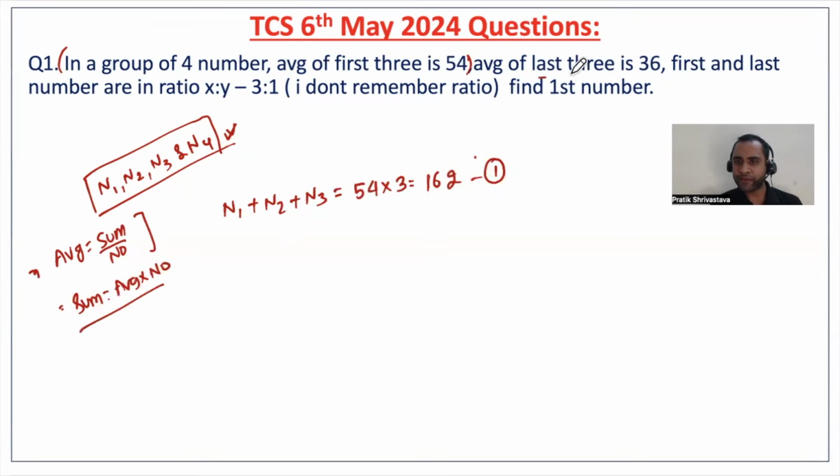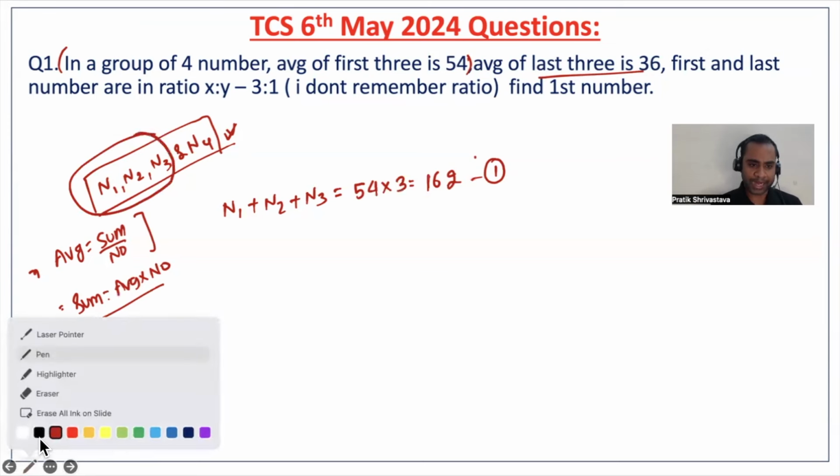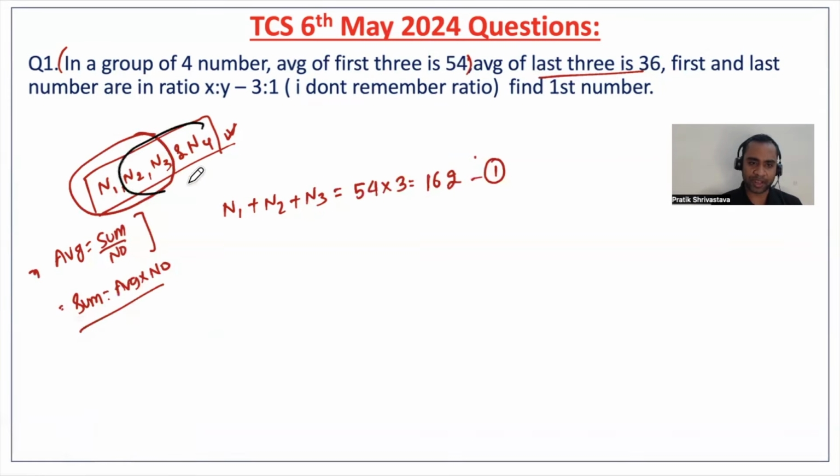Now the average of the last 3 numbers. See, the first 3 numbers are n1, n2, n3, and if they're talking about the last 3 numbers, then it will become n2, n3, n4. What will be the sum of the last 3 numbers? n2, n3, n4. It will be nothing but average into number. So average is 36 into 3. It is nothing but 108.